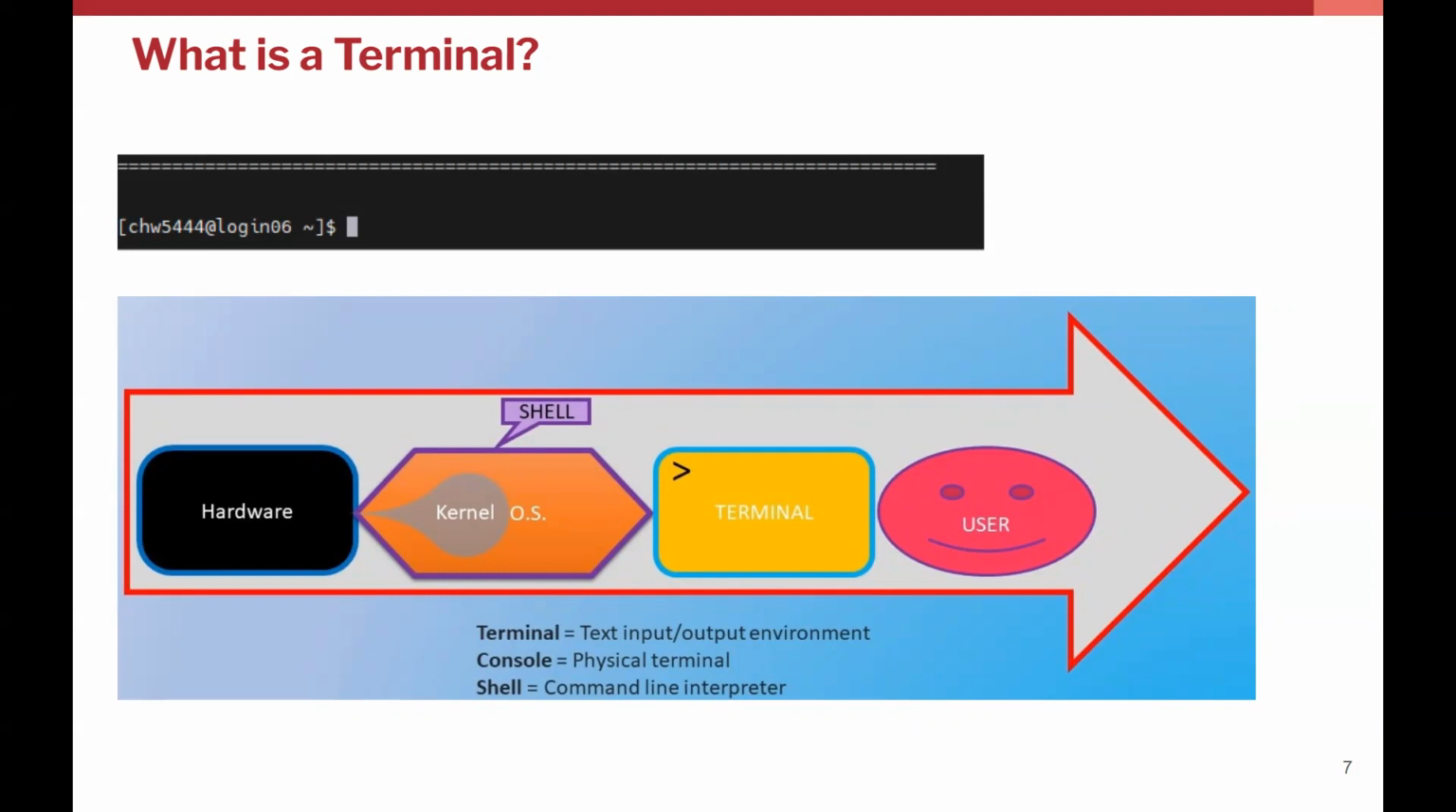As you can see here, the hardware talks to the kernel OS, and the shell is basically the wrapper that wraps the OS. And the terminal is the text input and output environment that interacts with the shell. The user can directly operate on the terminal.